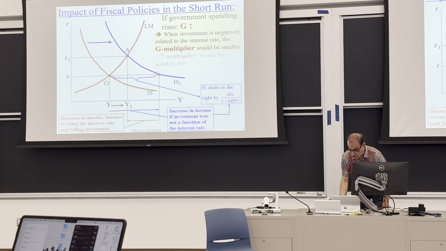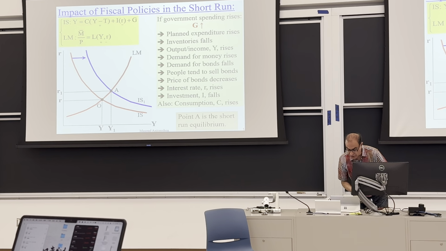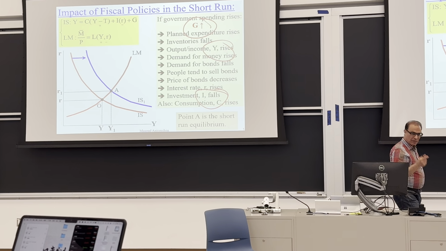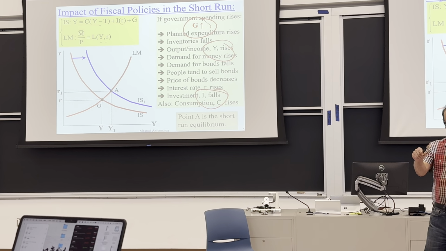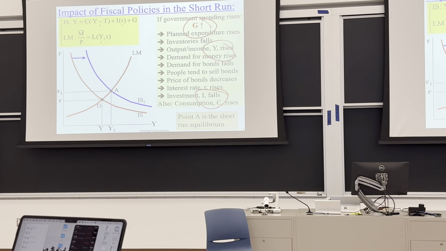The same thing for the T multiplier. Okay? So let me refresh your memory. Let me go back to my explanation. Look at here. So here G goes up, output goes up. Did you see that? But look at the end of the story. You have a partial offset by the reduction in investment. In chapter 11, that part was not there. All right, so be careful.